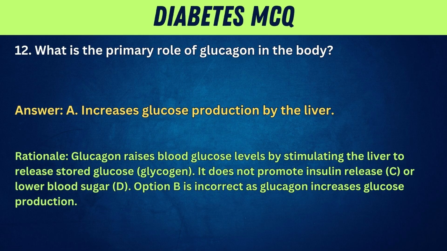Rationale: glucagon raises blood glucose levels by stimulating the liver to release stored glucose, glycogen. It does not promote insulin release, C, or lower blood sugar, D. Option B is incorrect as glucagon increases glucose production.